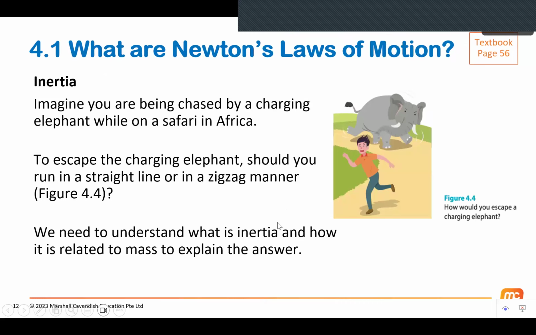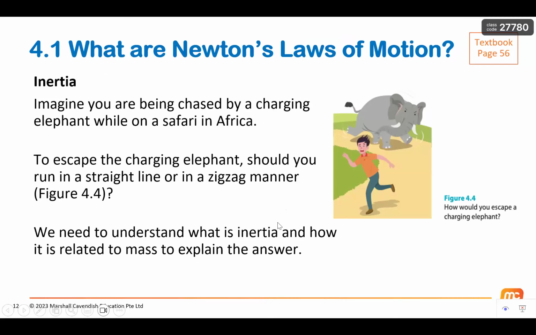It's linked to something called inertia. Okay, so you have a scenario over here. Imagine that you are being chased by a charging elephant while on a safari in Africa. To escape the charging elephant, should you run in a straight line or in a zigzag manner, as shown in the picture? Okay, so in order to escape from this charging elephant, we need to understand what is inertia and how is it related to mass.